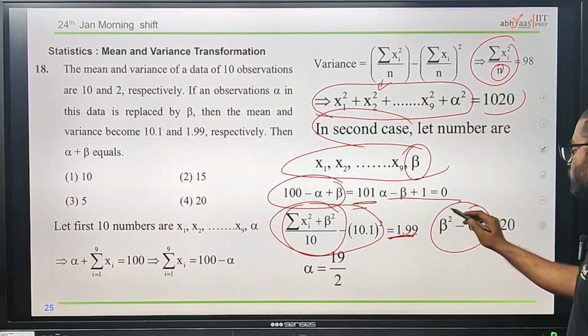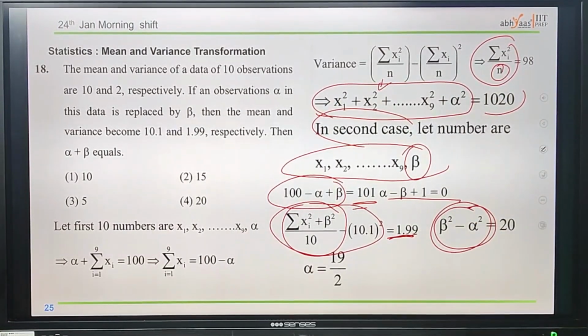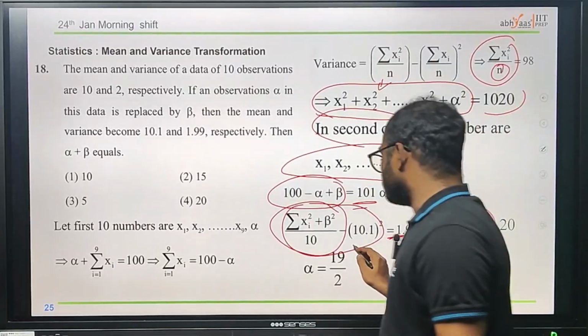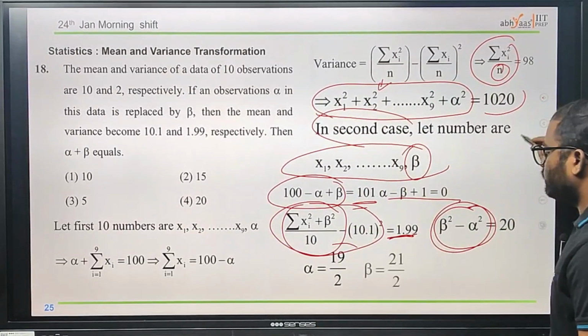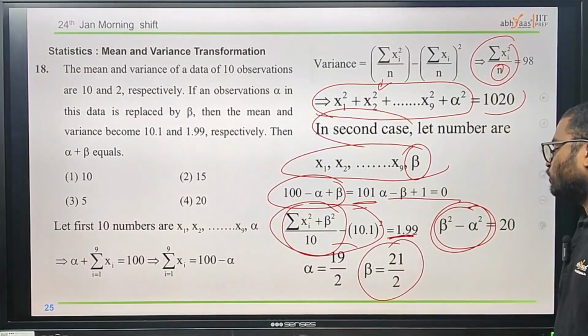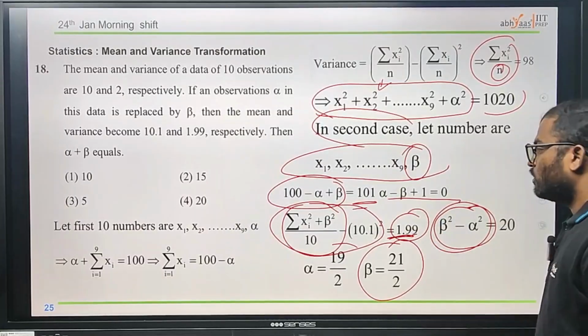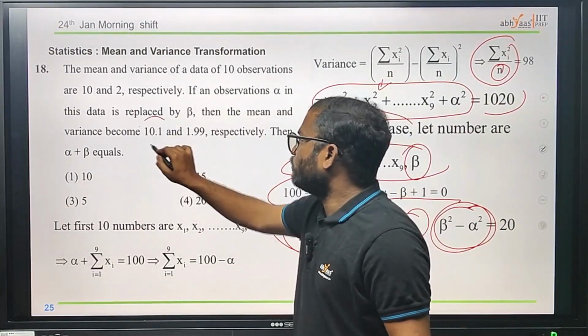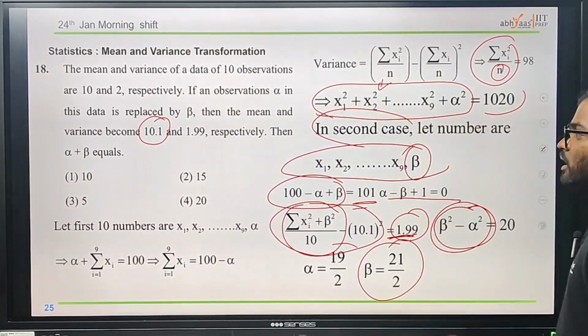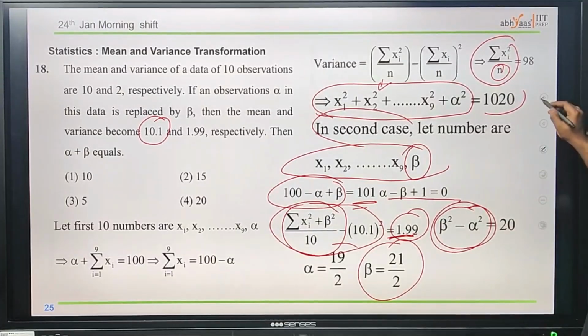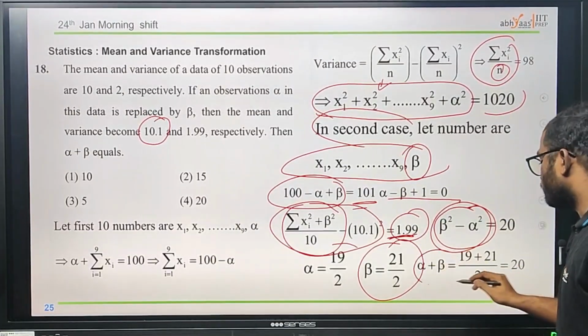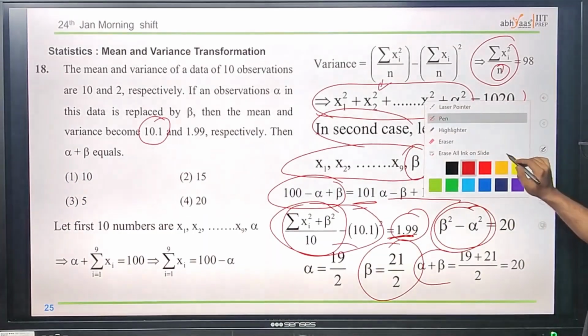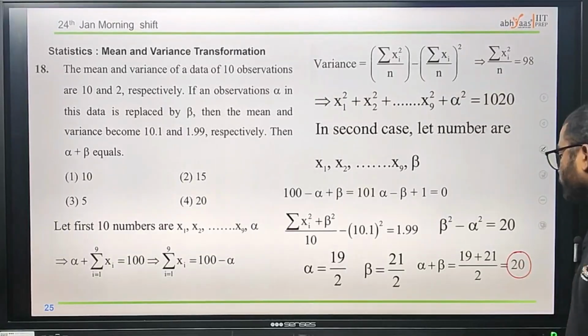Since we got beta square minus alpha square, just substituting those values, we can easily get alpha as 19 by 2 and beta as 21 by 2, by using this 1.99 and 10.1. I hope you are understanding what I'm saying. That's how we got alpha plus beta as 20.